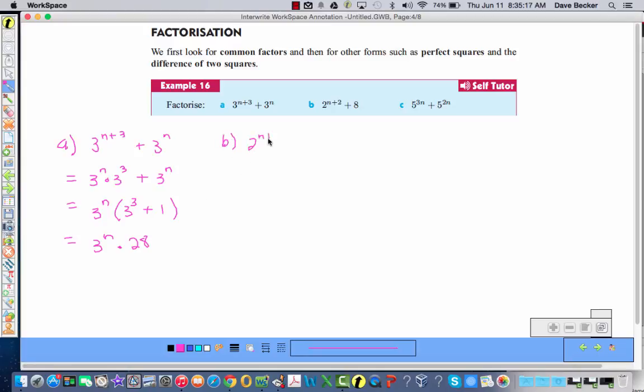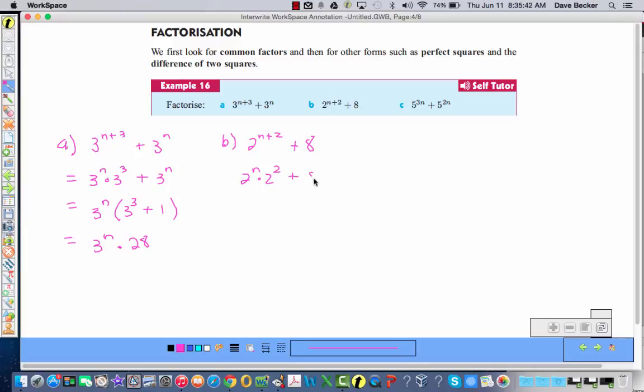2 to the n plus 2 plus 8. Okay, so let's think about that one. How are we going to work that? Well, let's see. Can't I think of this as 2 to the n times 2 squared? I think that I can. I'm pretty sure that I can. What else can we do?